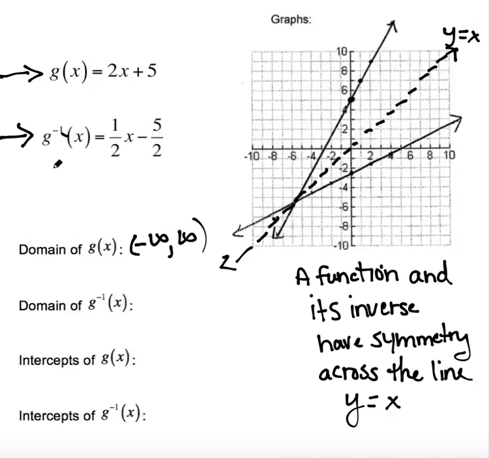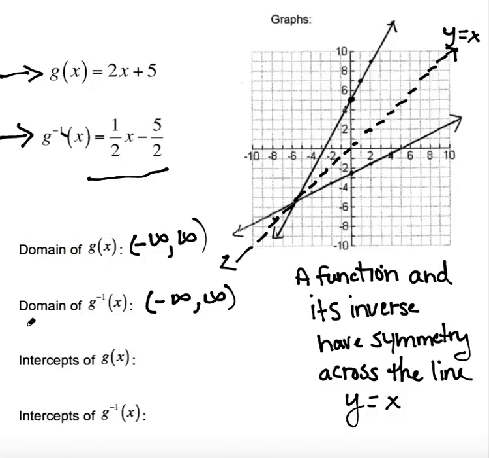Now, domain of the inverse. Well, I have, again, this inverse function here. I have to look at restrictions. Yes, there are fractions, but there's no x in the denominator, so I don't have to worry about that rule. There's no value that's going to make the denominator equal to 0. Then there's no radicals. So again, I have no exclusions. So the domain of the inverse is also negative infinity to infinity.